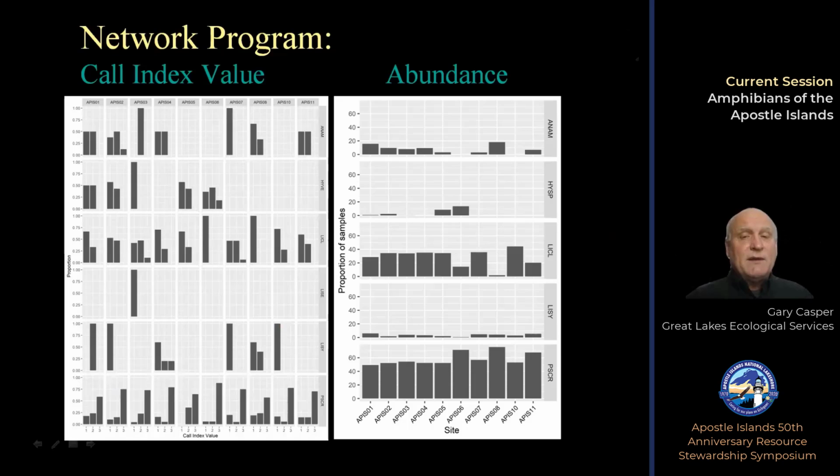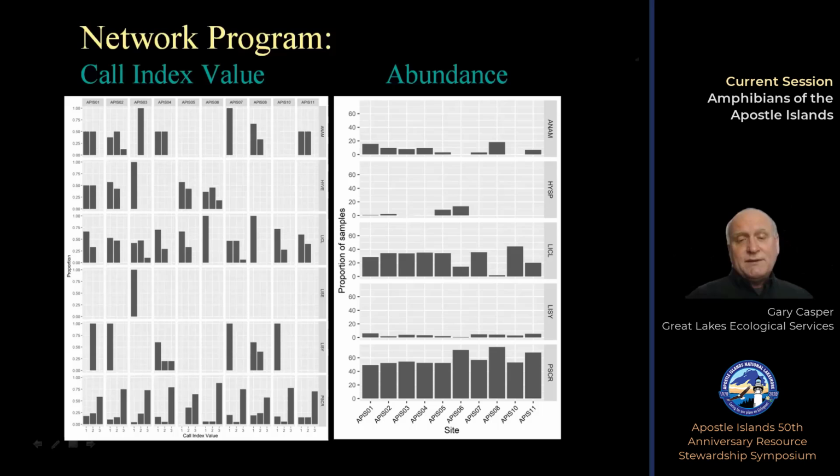Then we look at a number of metrics to track the health of the ecosystem over time. So the first one being the call index value. And here you're seeing the proportion of samples occupied by each call index value, 1, 2, or 3. So sites that have a call index of 3 means it's a full chorus. Call index of 1, it might be just one lone calling male. So what we're going to be getting at here is whether this proportional representation of call index values is changing over time for each of the sites.